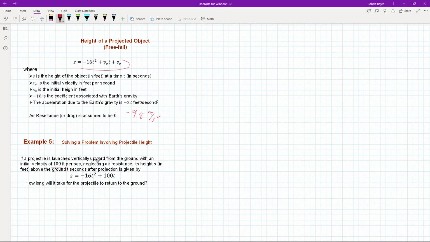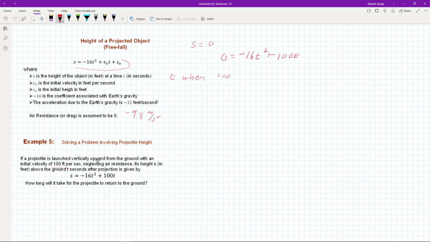And the question is, how long will it take for this projectile to hit the ground? Well, this projectile will hit the ground when s is equal to 0. So the equation we want to solve is 0 equals negative 16t squared plus 100t. Now, what are we looking for? We're looking for the time when s is equal to 0. We already have our equation. This is basically our variable for t, so we basically need to go ahead and solve for t.